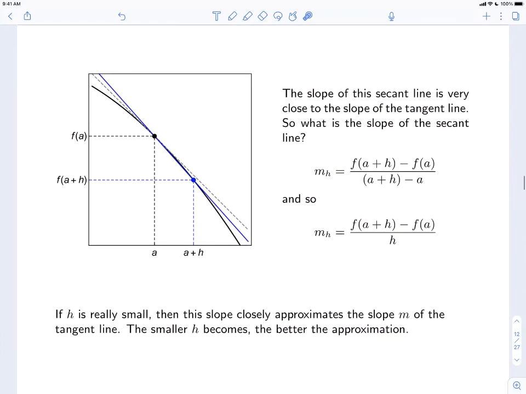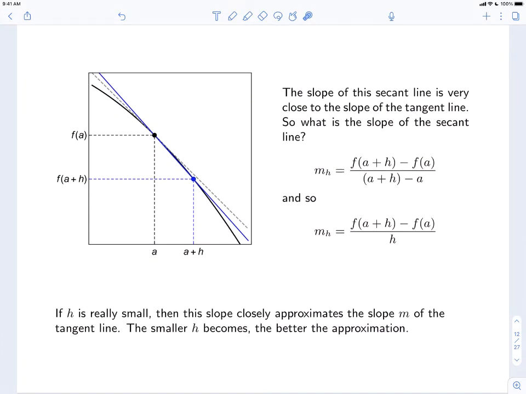So now we can compute the slope of this secant line. Since a plus h is really close to a, these two lines are going to be very close to each other. This secant line is very close to the tangent line. So I can compute the slope of the secant line. We'll call that m sub h. The h is just here because we're showing that there's a dependence on this h.